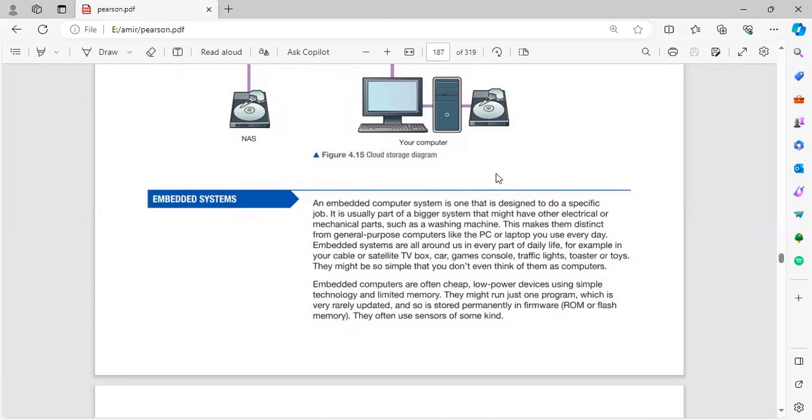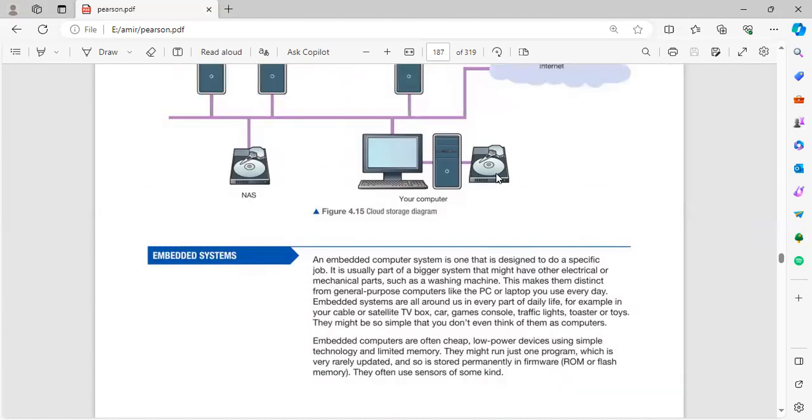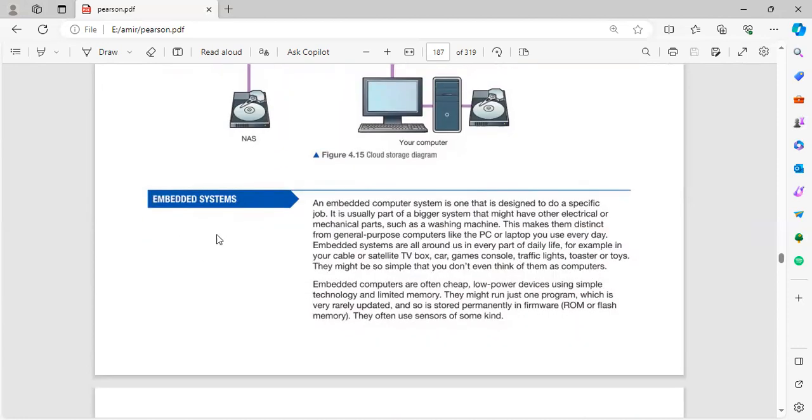Okay. Now from here, take screenshot of this one so you can memorize. From here we will start embedded system. Send me screenshot. Okay, sir.